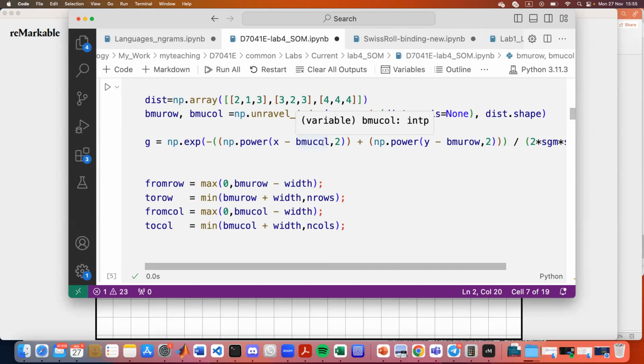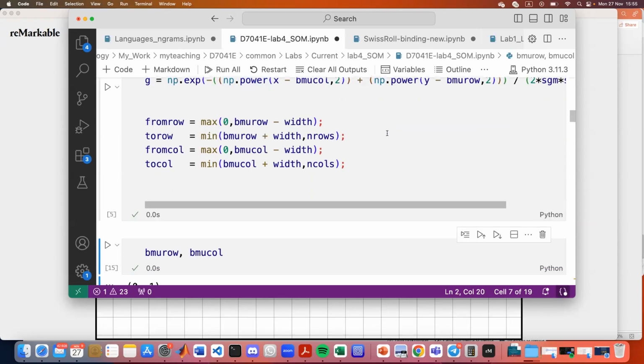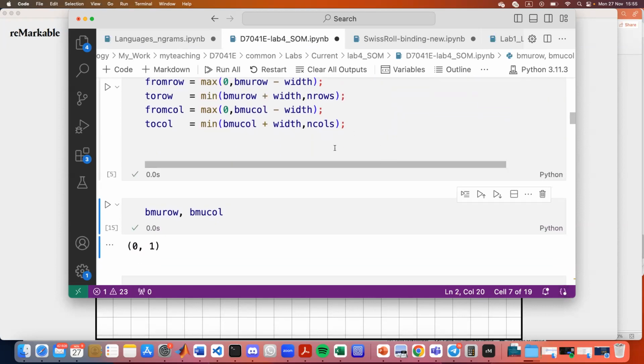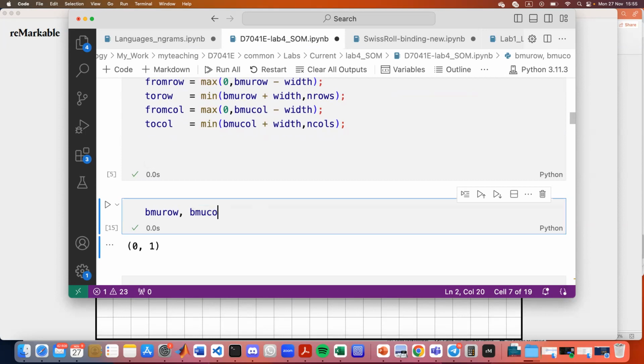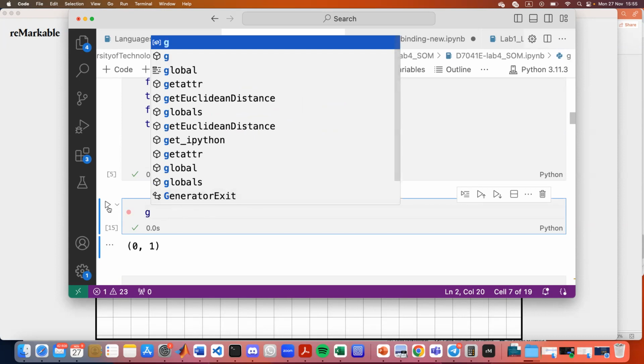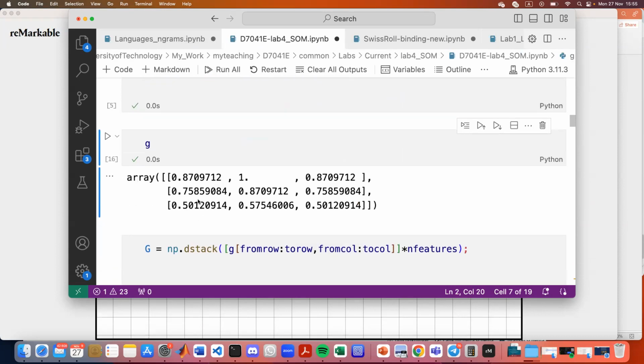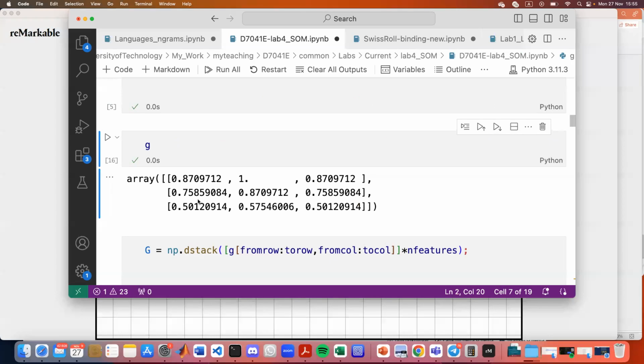So that is what is computed here. Now it would be interesting to see what the result of this G function is. It is like this. So it has the strongest influence at the winning node, at the best matching unit, and then it decays the farther you go from this node.